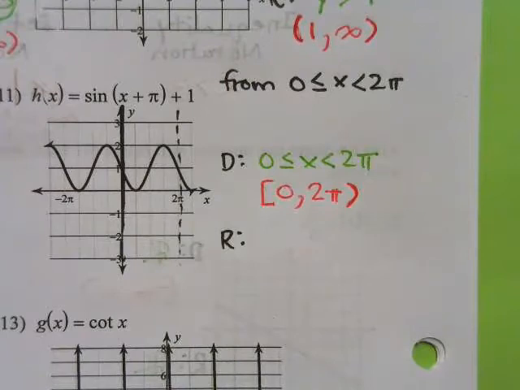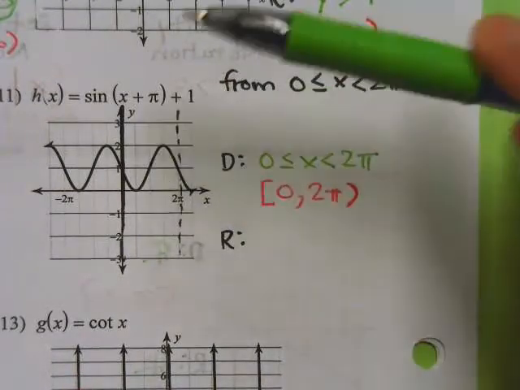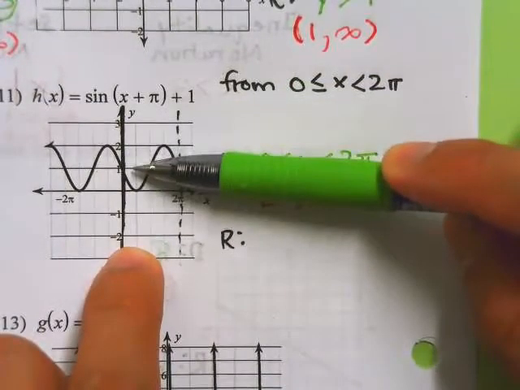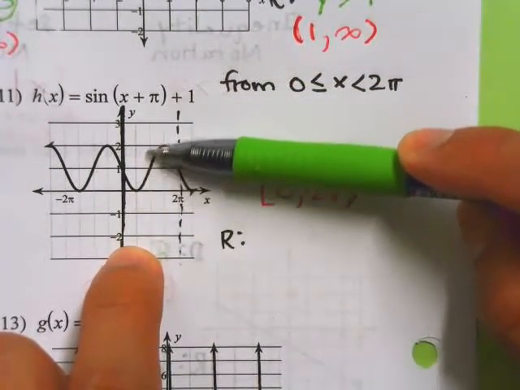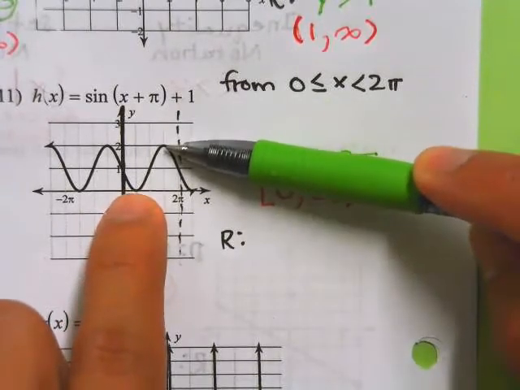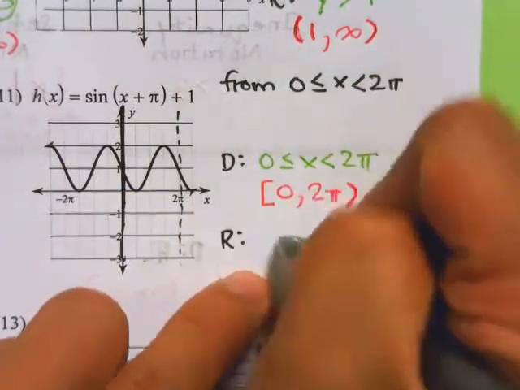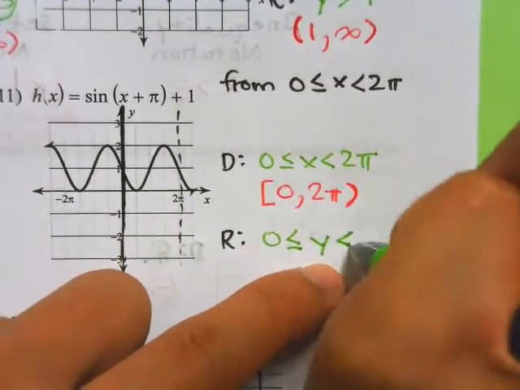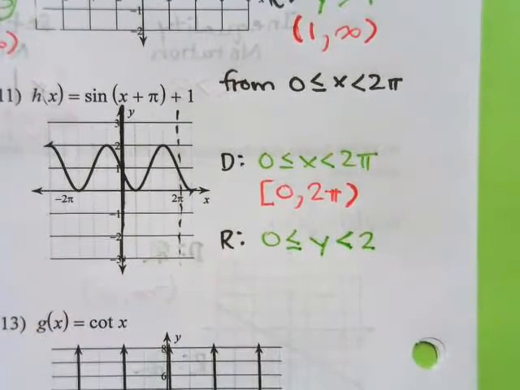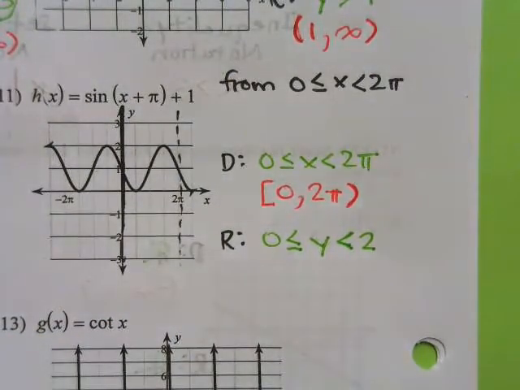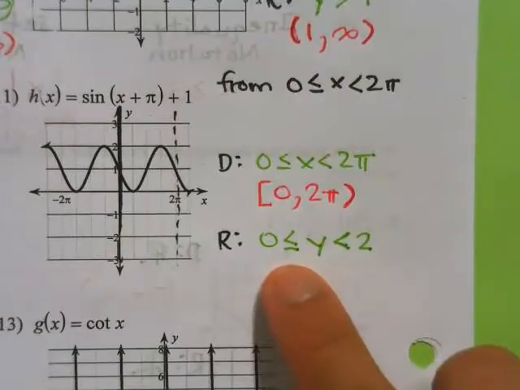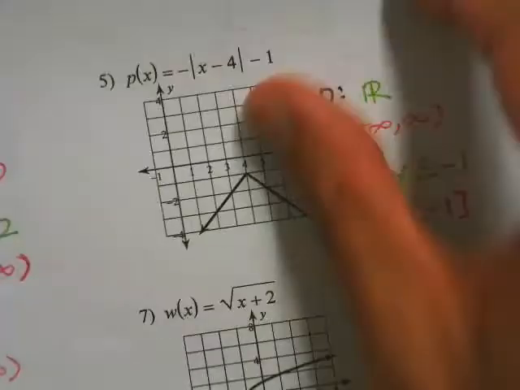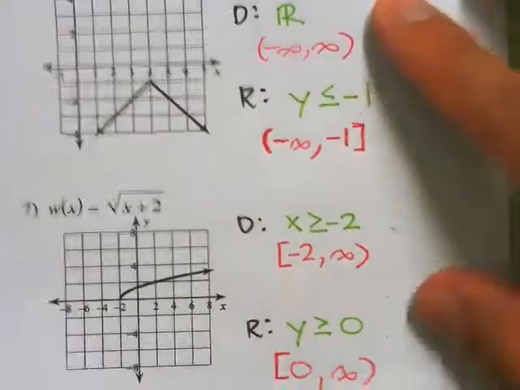Take a look at your range. It is also bounded between two values. What are those two values? 0 and 2, and both are included because these are closed holes over here. So we can go 0 less than or equal to y less than or equal to 2. I need to make sure that I put y's over here for the ranges, because sometimes I forget.